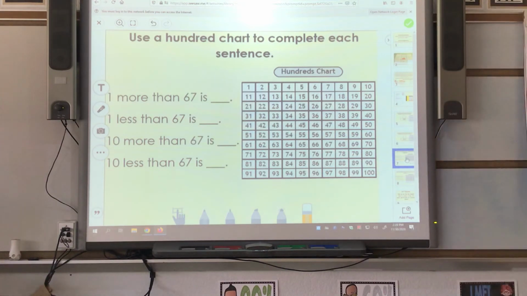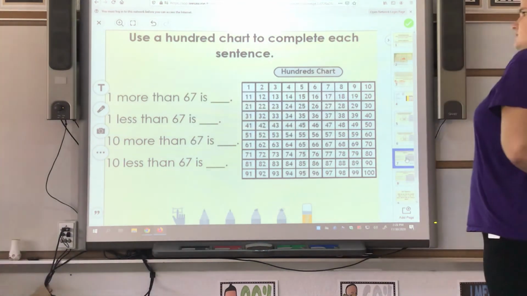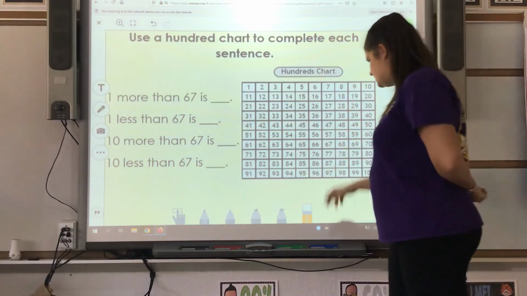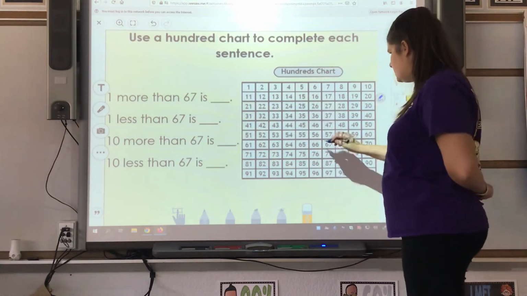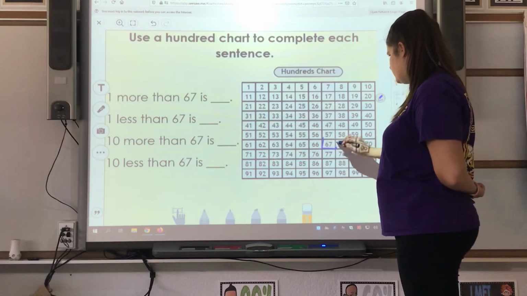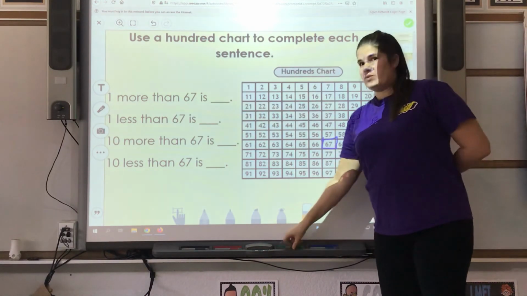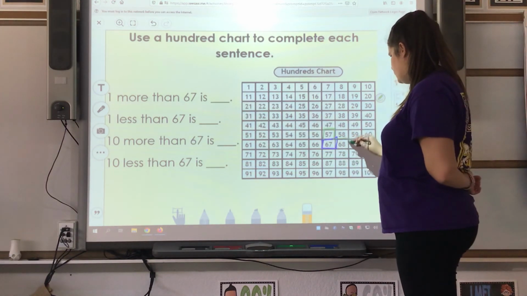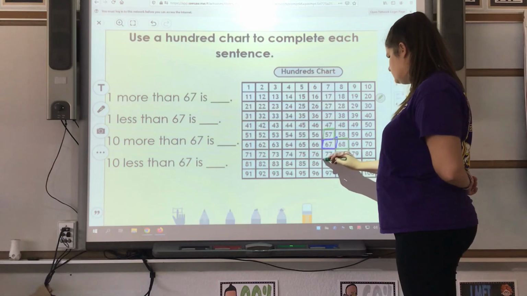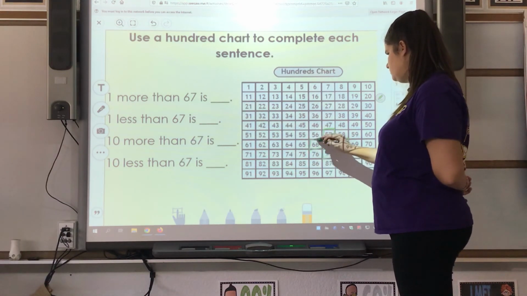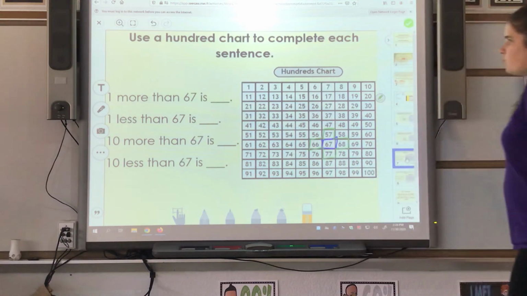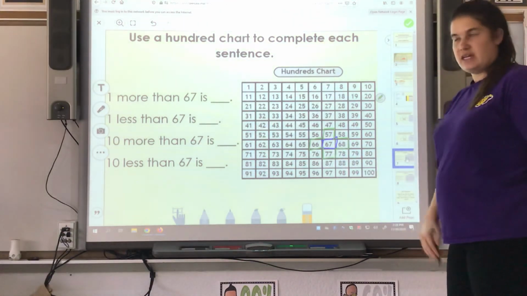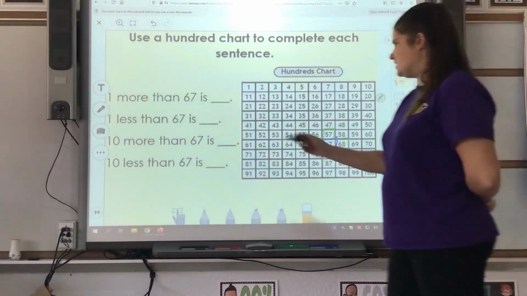Use a hundredths chart to complete each sentence. 1 more than 67 is. So our magic number is 67. So I'm going to put a box in one color around the number 67. And then with another color, I'm going to come back and draw my plus sign around those other numbers. So 1 more than 67, I'm going to go to the right. 1 more is 68.